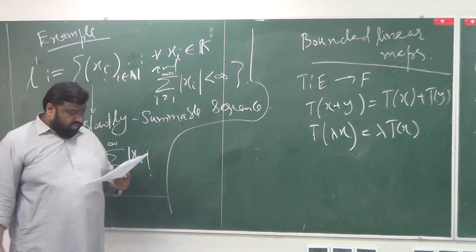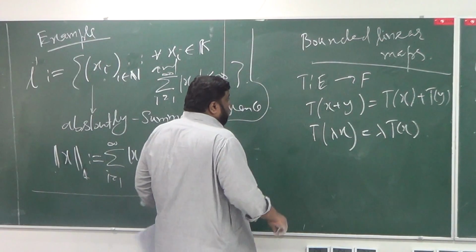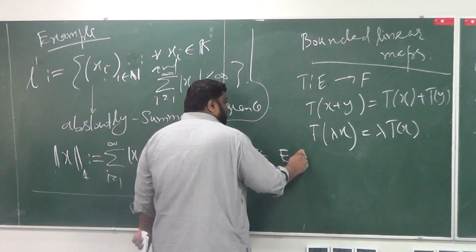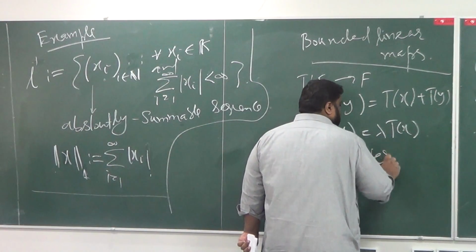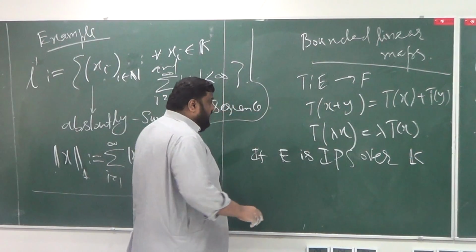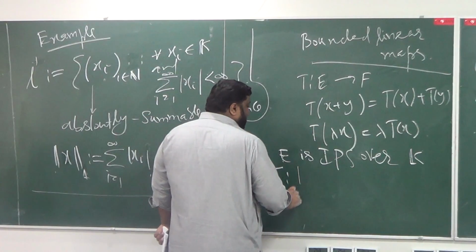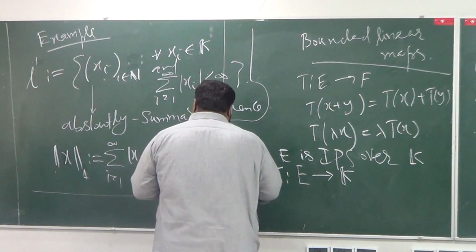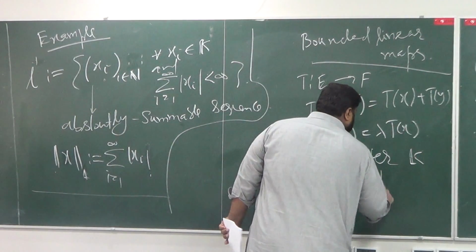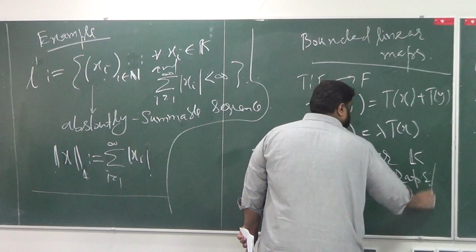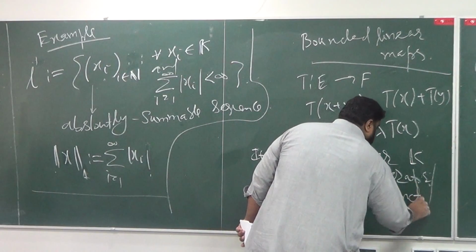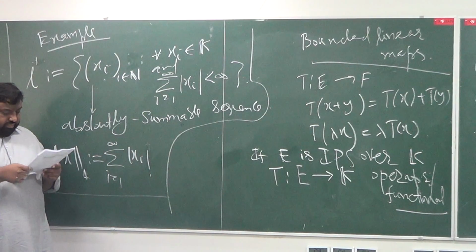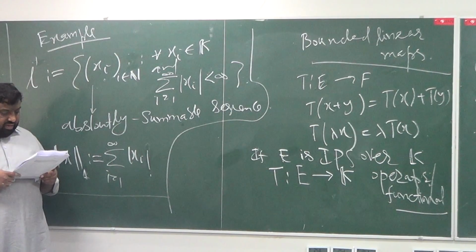So if E is a normed space over the field K, then any linear map from E into its field K, we are going to call an operator, and sometimes it is also called a functional. But a functional should have more than linearity, it should have boundedness as well. Is it making sense?